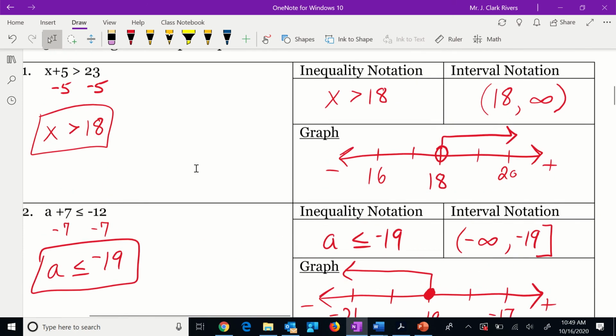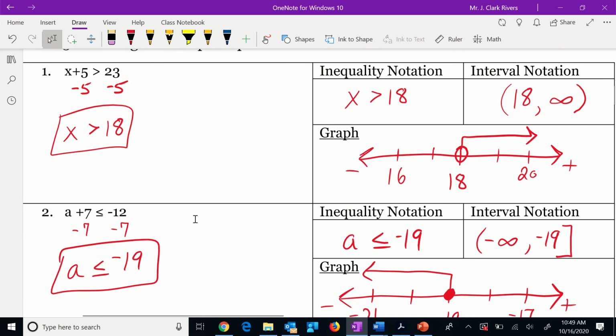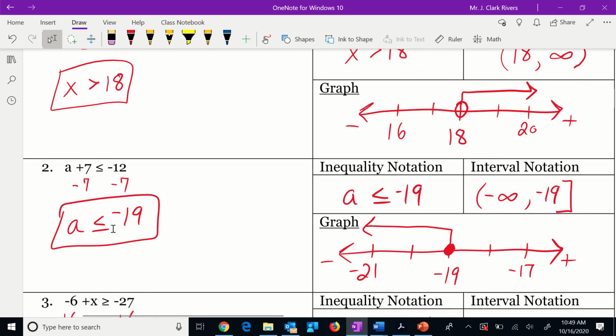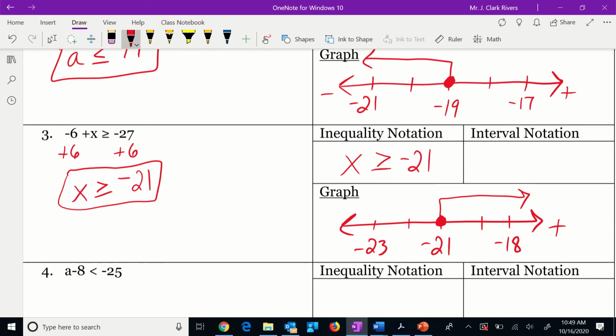So like the first one we did, it was just x is greater than 18, open circle. The second one, a is less than or equal to negative 19, or equal to, closed circle. This one, x is greater than or equal to negative 21, closed circle. So there you go. Now, all the greater than numbers are going to be to the right, so we are going to shade to the right. So it looks like that.